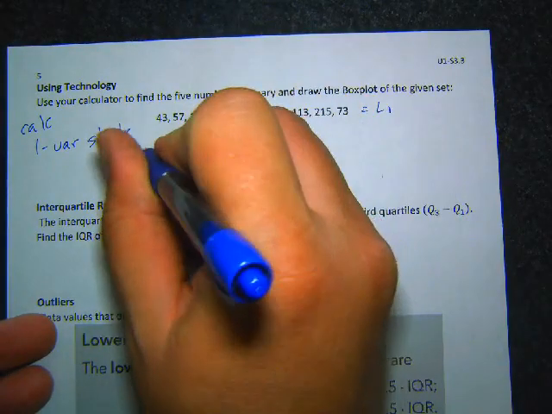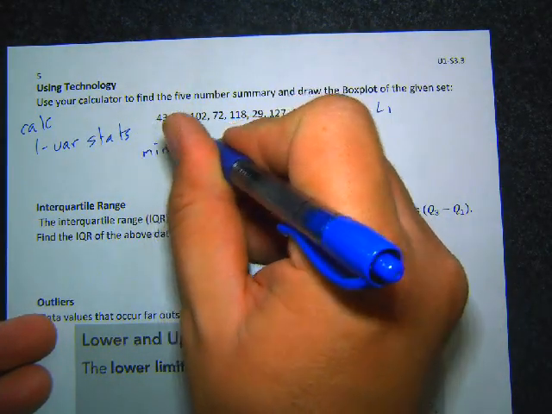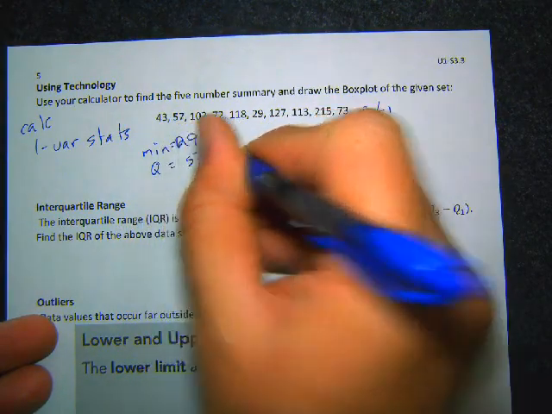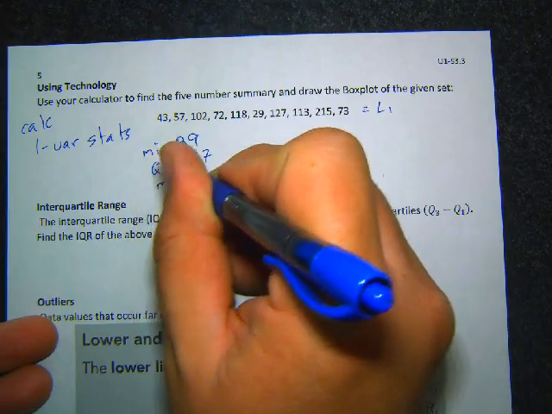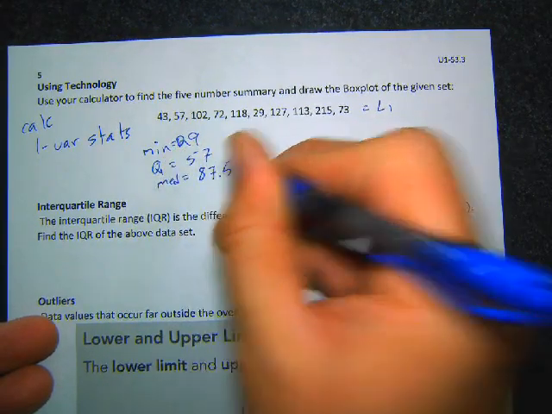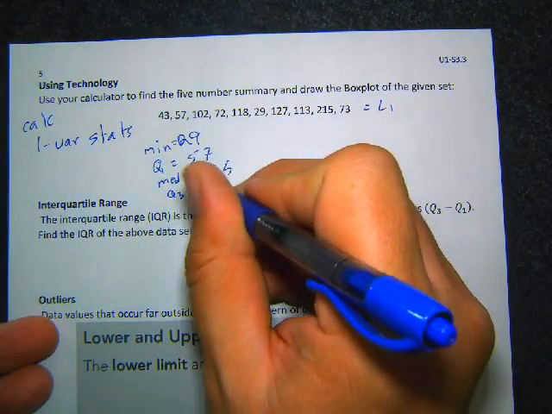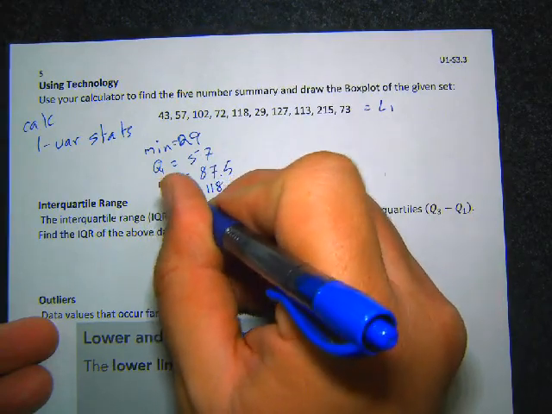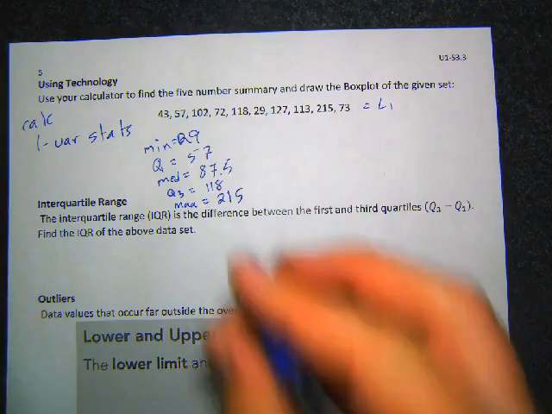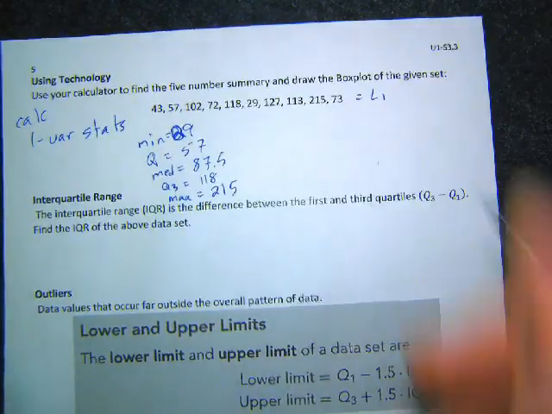And so from that we see the min. What was the min? 29. Q1 was 57. The median, or Q2, was 87.5. The Q3, upper quartile, is 118. And the max is 215. So that's the 5-number summary. That calculator just gave us the 5-number summary because we put the data in there.